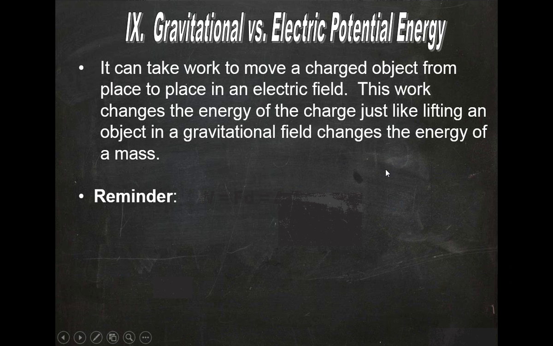Okay, for this section we're going to be focusing on the difference between gravitational versus electric potential energy. So it can take work to move a charged object from place to place in an electric field. This work changes the energy of the charge, just like lifting an object in a gravitational field changes the energy of the mass. Just to remember, when you apply a force over a distance, you change the amount of energy the object has. And that says that you're basically doing work on the object.